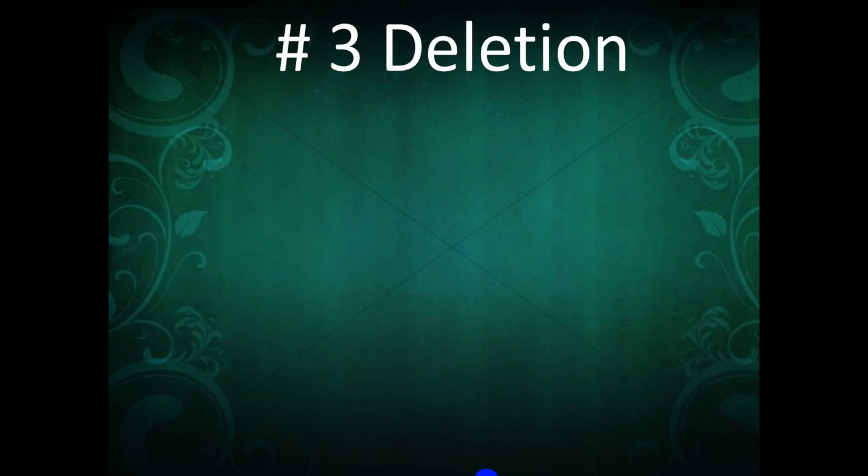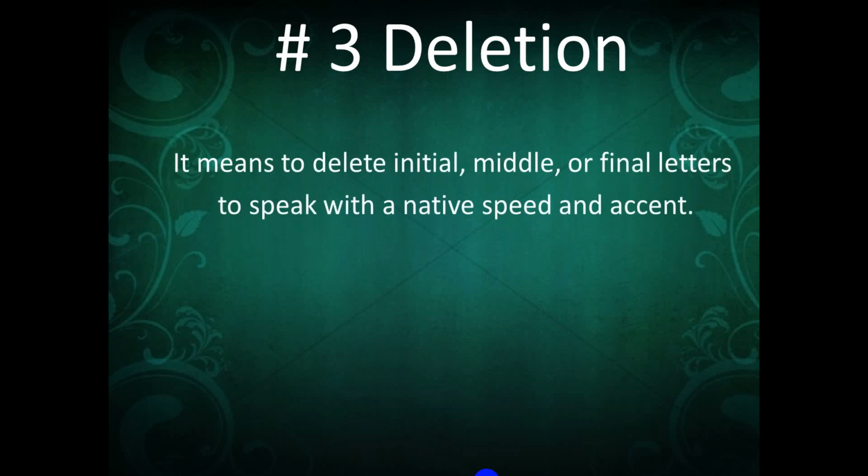Okay, let's go to number three, which is deletion. And yeah, as you said, it's the noun of delete. But what should I delete? It means to delete initial, middle, or final letters to speak with a native speed and accent. Initial, middle, and final. What is that? Initial means the first letter of the word. Middle, it's the middle letter of the word. And final, it's also the final letter of the word. Why do I do that? To speak with a native speed and accent. Okay, but I still don't understand. Let's have an example to make it clear.